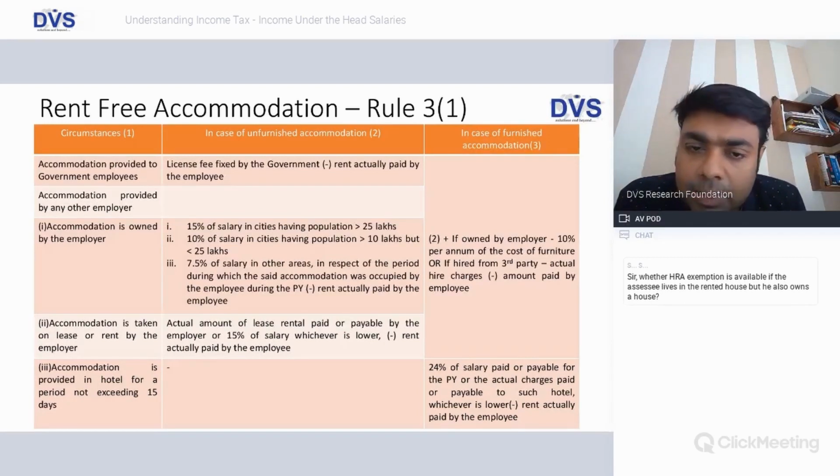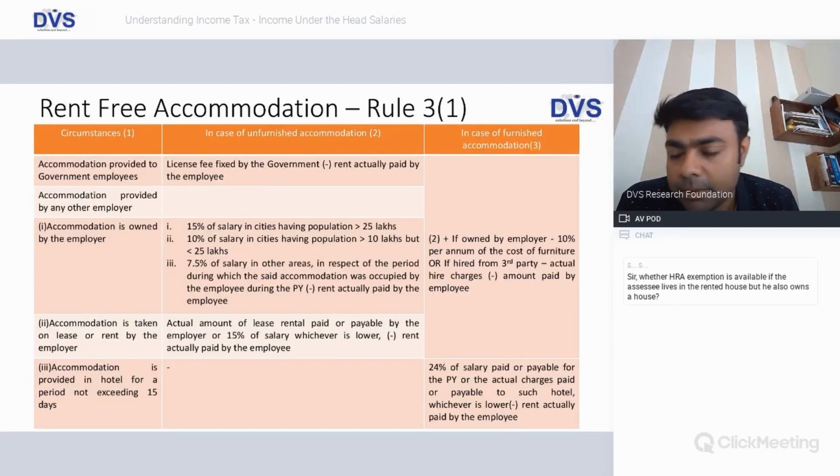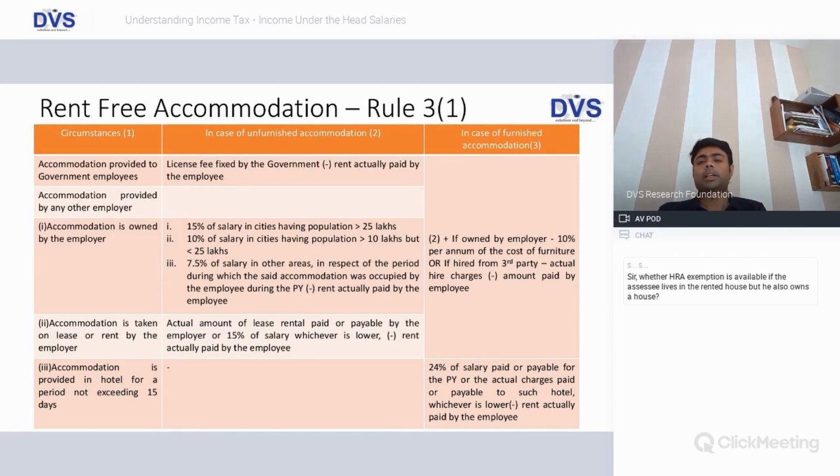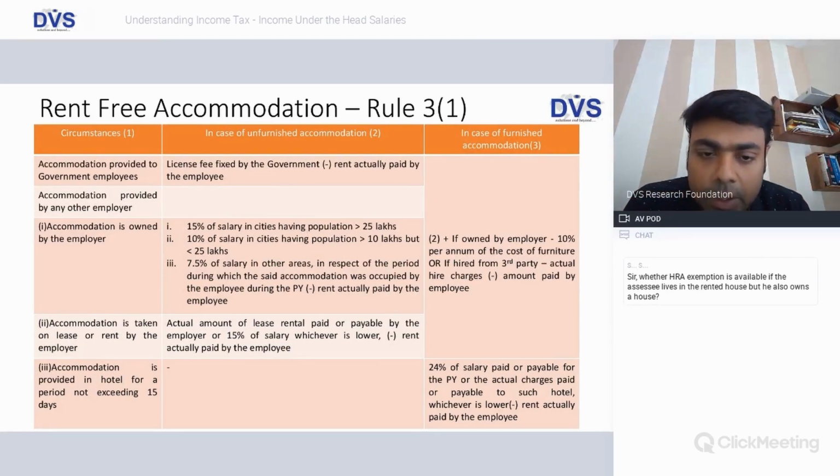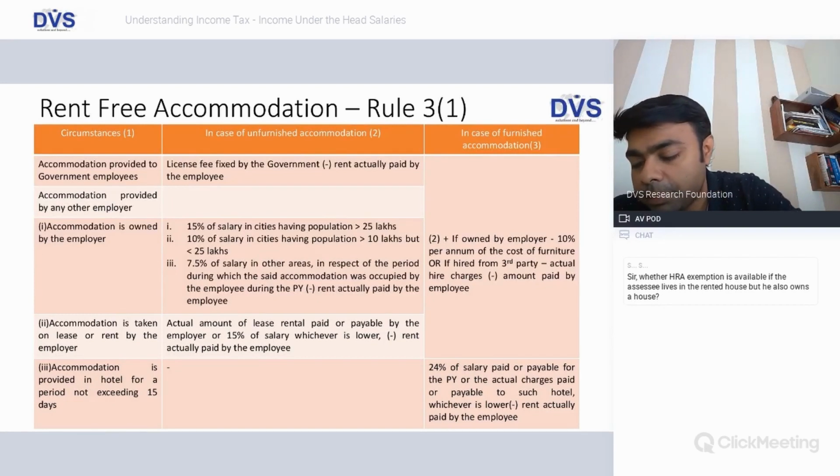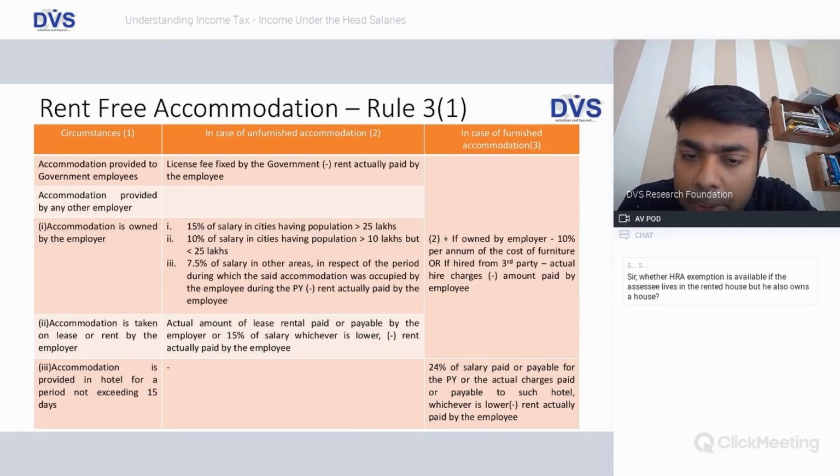Now, what happens if it gets furnished? If the furniture is owned by the employer, then add 10% of the furniture cost as annual rent. Where it is actually hired from a vendor, you will add the actual hire charges for furniture. And what happens if the employer has taken the accommodation in a hotel? In which case, there's no question of furnished or unfurnished. 24% of the salary paid or payable, or the actual hotel cost, whichever is lower, shall be deemed as the value of taxable perquisite.